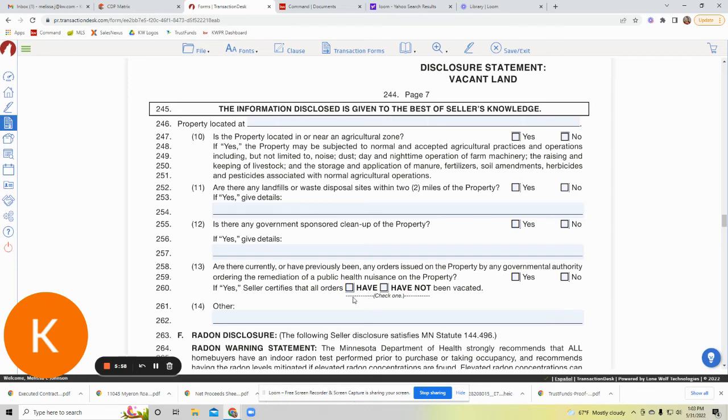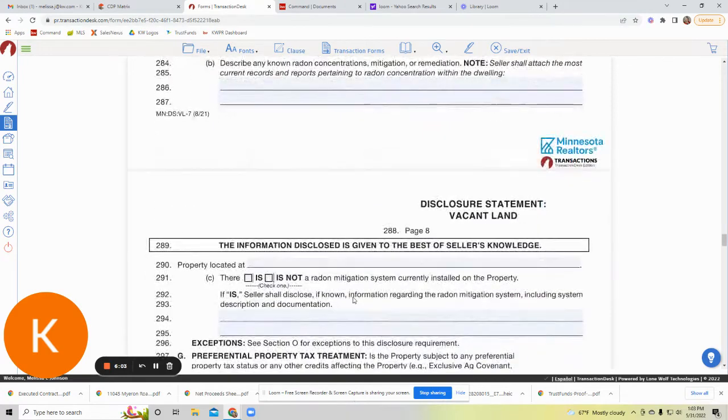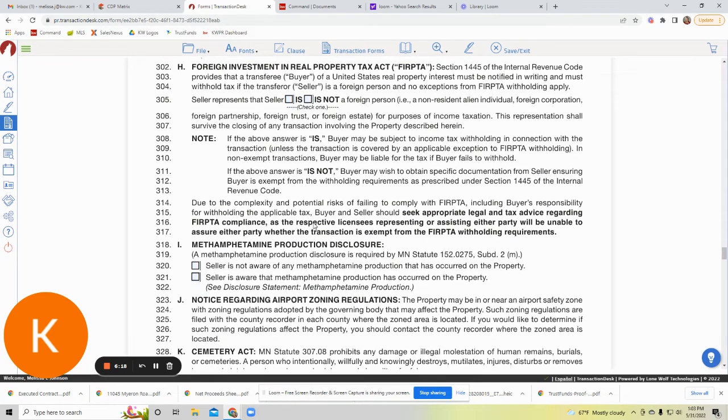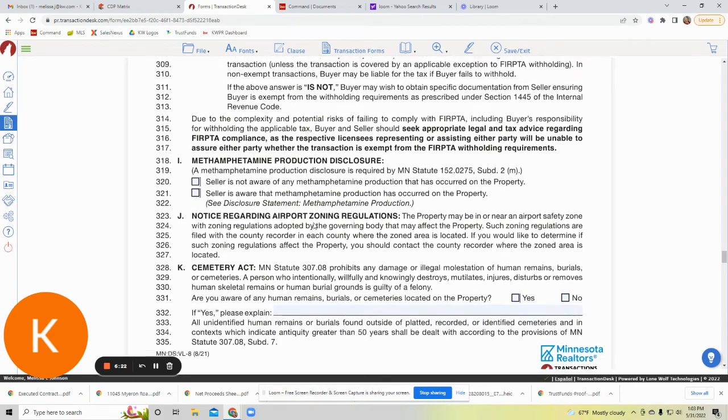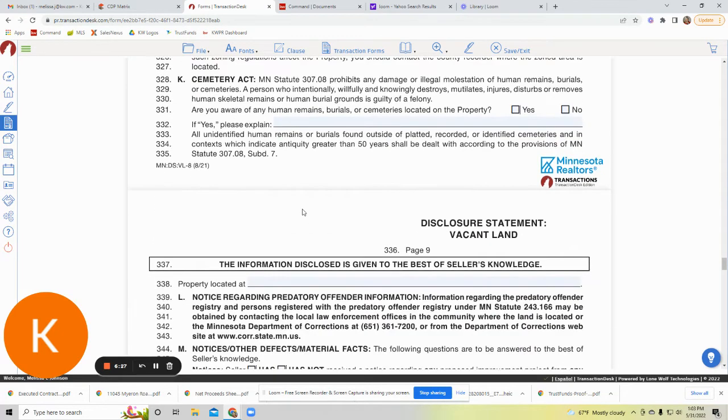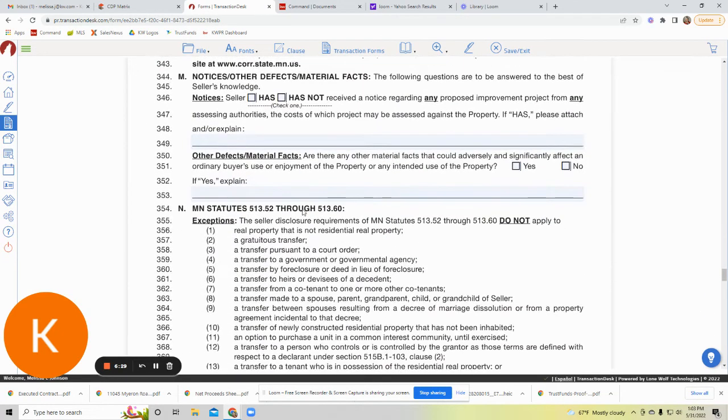Just like the standard seller's disclosure, it asks about radon. It asks if there's any preferential tax treatment when we get here to item number G. And would that preferential tax treatment, specifically a nonprofit status or a Green Acres type, would that terminate upon the sale of the property? Is the seller a foreign individual? Are they aware of any methamphetamine that's been produced on the property? And the next several pages are all identical to a standard seller's disclosure.